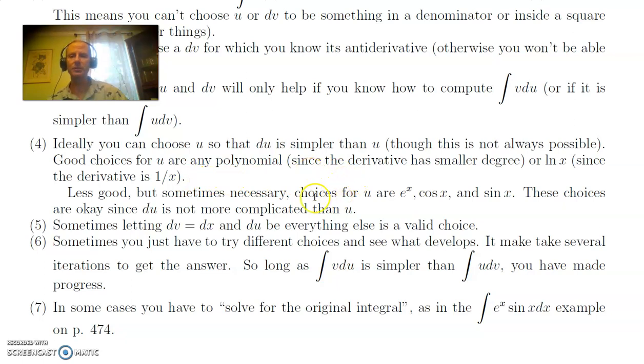And other choices you sometimes have to make for u are e to the x, cosine x, or sine x. These choices aren't great because when you differentiate these three functions, you get something with the same amount of complexity, but sometimes it's the best you can do.